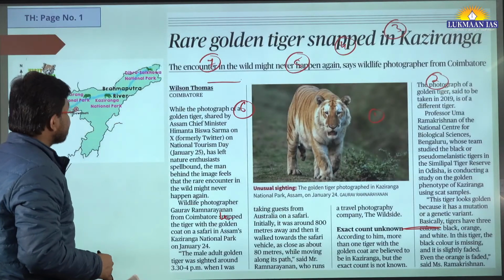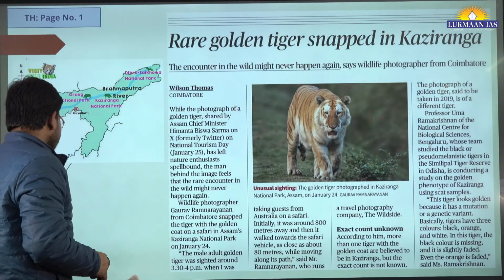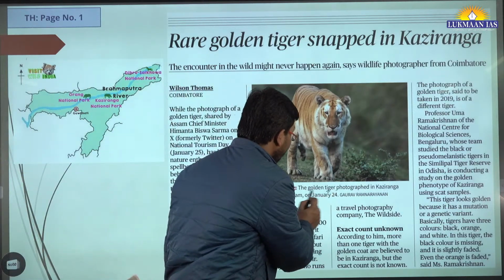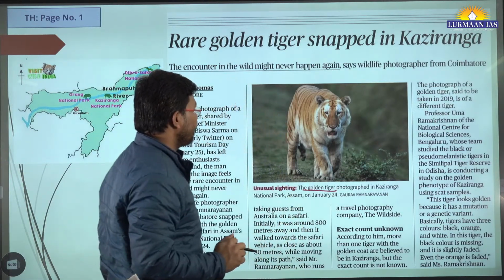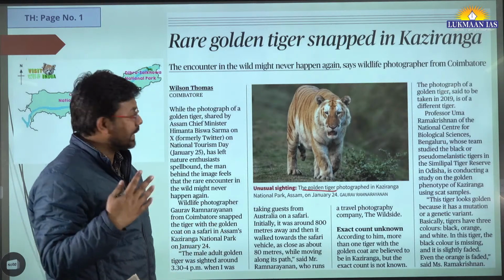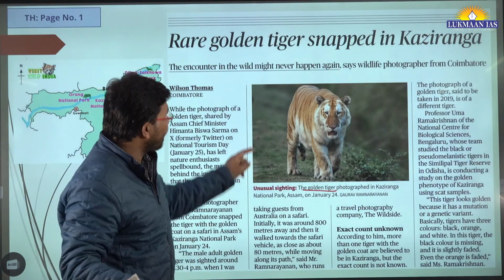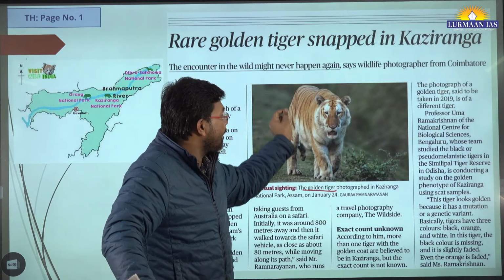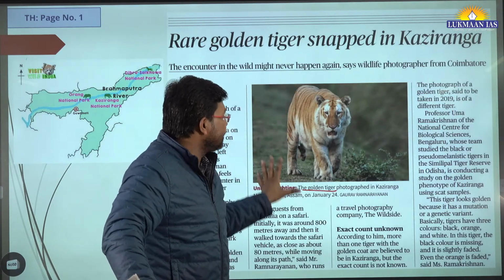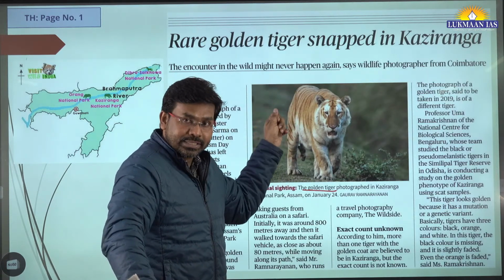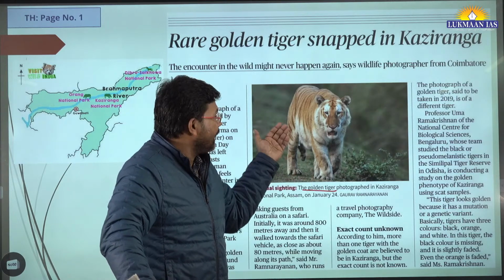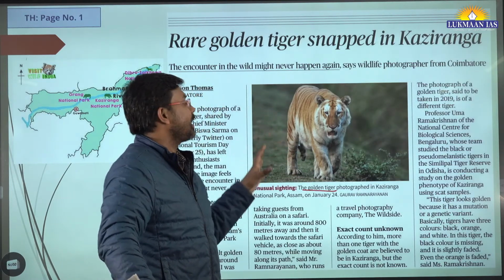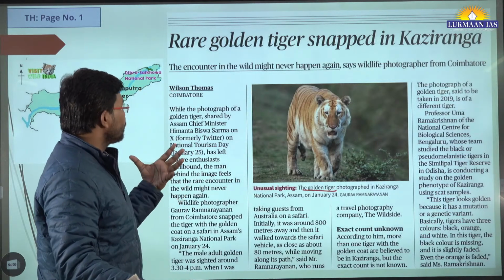Now let us discuss this topic, as we discussed already. This is the photograph of the tiger that we talked about. It is a golden tiger. Generally tigers have three colors: white, orange, and black stripes. For this particular tiger, the black stripes are faded, and even the orange color is faded, so it looks like a golden tiger. It has been in the news.